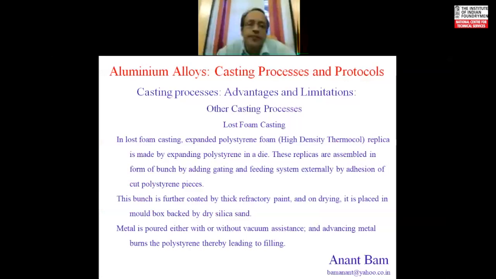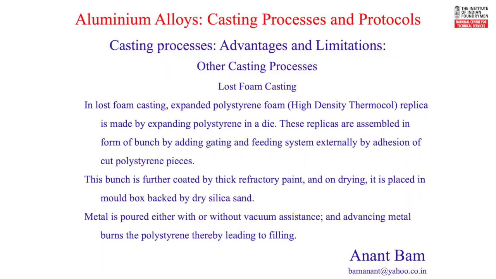A bunch or tree is made by assembling these replicas by suitable runner, riser, feeding and gating system. This assembly is made by adhesion. We stick these runner, riser, gatings to the replica externally. Then such a bunch is coated, just similar to investment casting. The difference is that for investment casting, you require minimum 4 or 5 coats. For lost foam casting, even a single coat is sufficient. But usually people go for double coating.